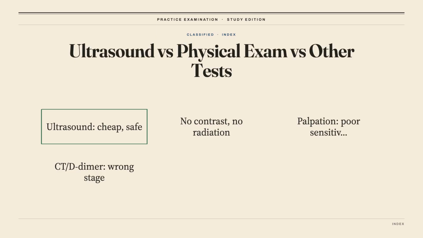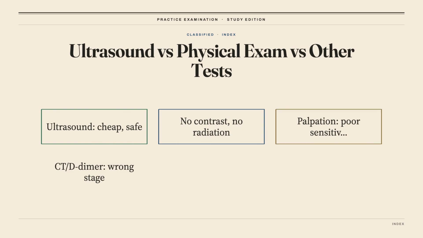Ultrasound wins on every practical axis. Inexpensive, widely available, no contrast, no radiation, and accurate for measuring diameter. Physical exam is a poor substitute, since a pulsatile mass is easy to miss and a normal exam offers no reassurance.